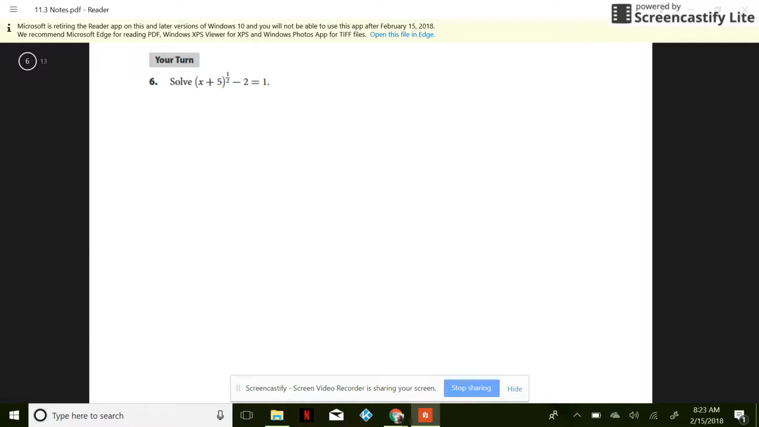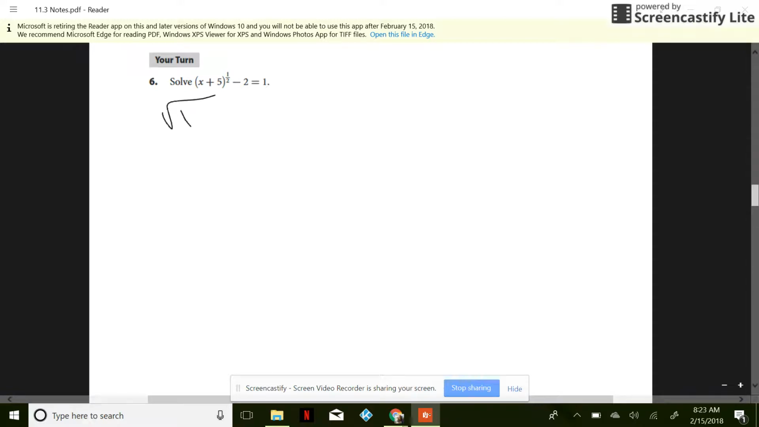So the first thing we want to do to solve this problem is rewrite our power in terms of a square root. So we'll have the square root of x plus 5 minus 2 equals 1. Then we want to isolate that square root, so we'll have to add that 2 to the other side. So 1 plus 2 is equal to 3.